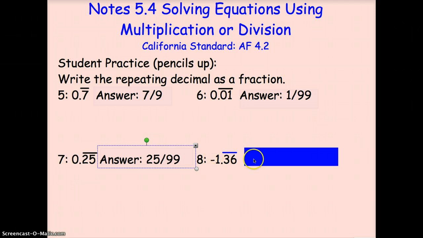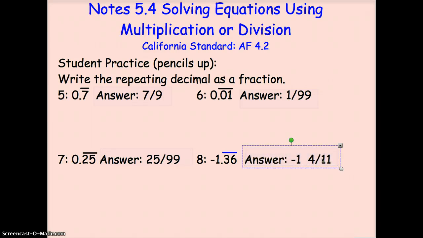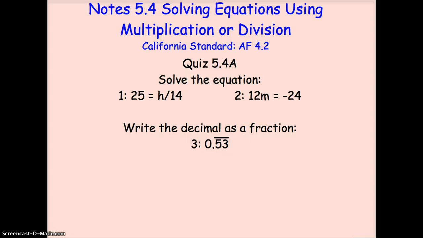Careful on problem number 8. We've got that negative sign. We have to put that first. We have the whole number of 1s, that also goes in front, then 36/99. Hopefully you realize that is divisible by 3. So you can divide by 9. You can divide both of them by 9, or you can divide it by 3 and then 3 again, and you'll end up with 4/11. So -1 and 4/11. Okay, hopefully you did all right with those.